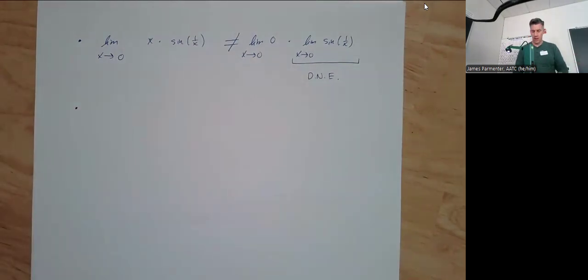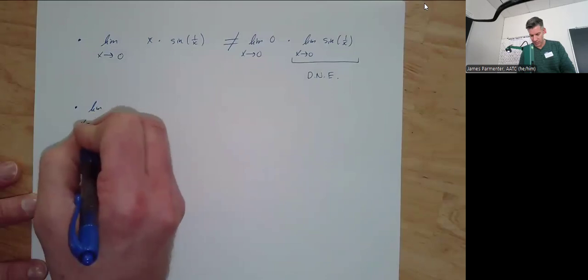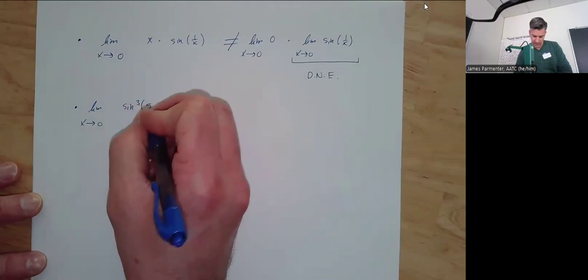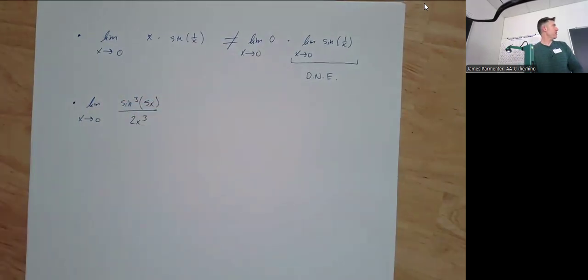These sine limits, where you have a 0 over 0 type, are usually best dealt with in the way we've been dealing with them. For example, if someone gives you the limit as x approaches 0 of sine cubed of 5x over 2x cubed, later on we'll see that you can do this a different way. And later on we'll see that you should not do this a different way, because it's really, really gross if you try to do this some other way than what we're about to do.